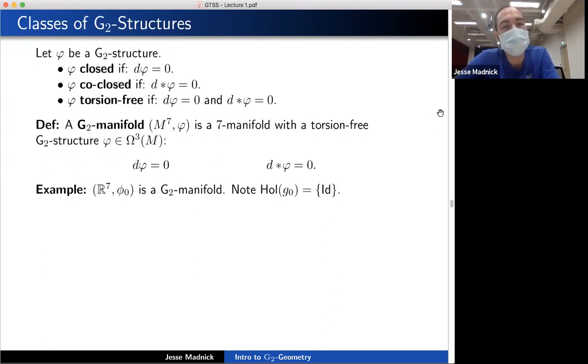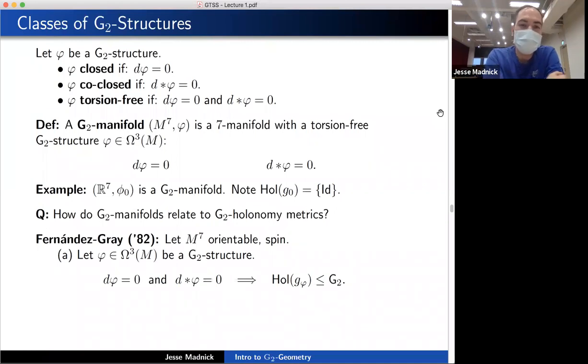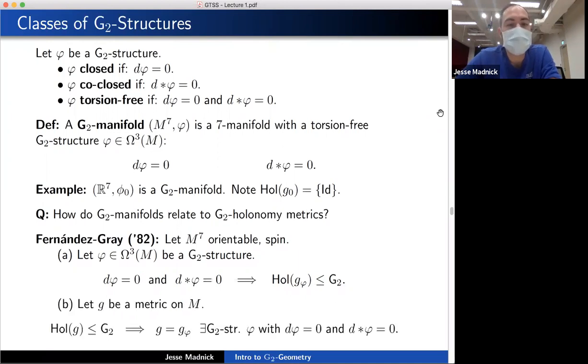Notice that in this definition, R7 with its flat G2 structure phi 0 is a G2 manifold. But its holonomy group is, of course, trivial, the identity. So this raises the question of what exactly is the relationship between being a G2 manifold and having G2 holonomy. This is answered by a theorem of Fernandez and Gray. Let's say M is orientable and spin. If you have a G2 structure that's closed and co-closed, then the holonomy group of your induced metric is contained in G2. And conversely, every Riemannian metric with holonomy contained in G2 arises in this way.